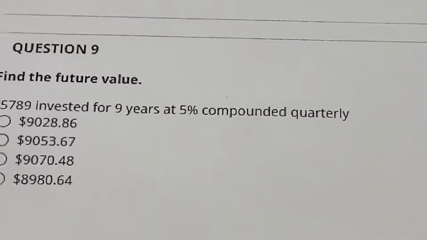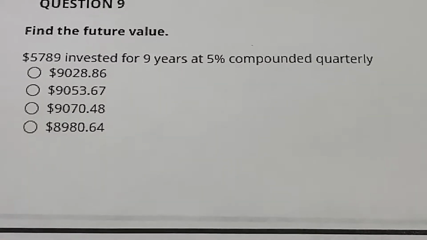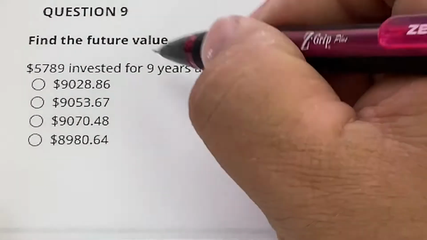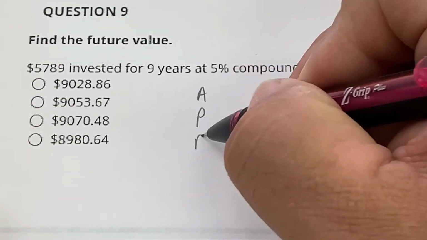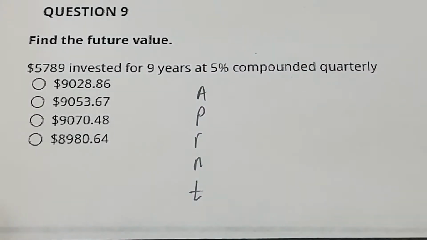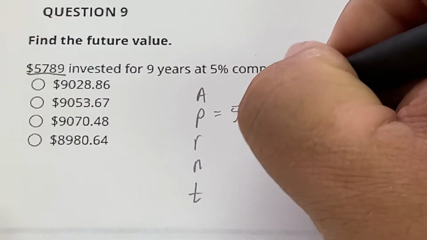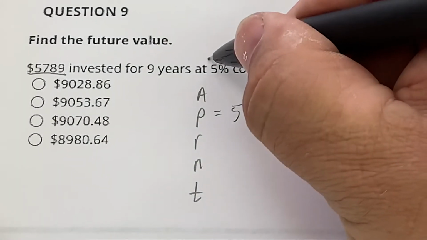Number 9, find the future value. Okay, this is a tricky one. So they want you to find the future value. So that's A print. I call that A print. So I write down A, P, R, N, T. So they give us the present value, $5,789.